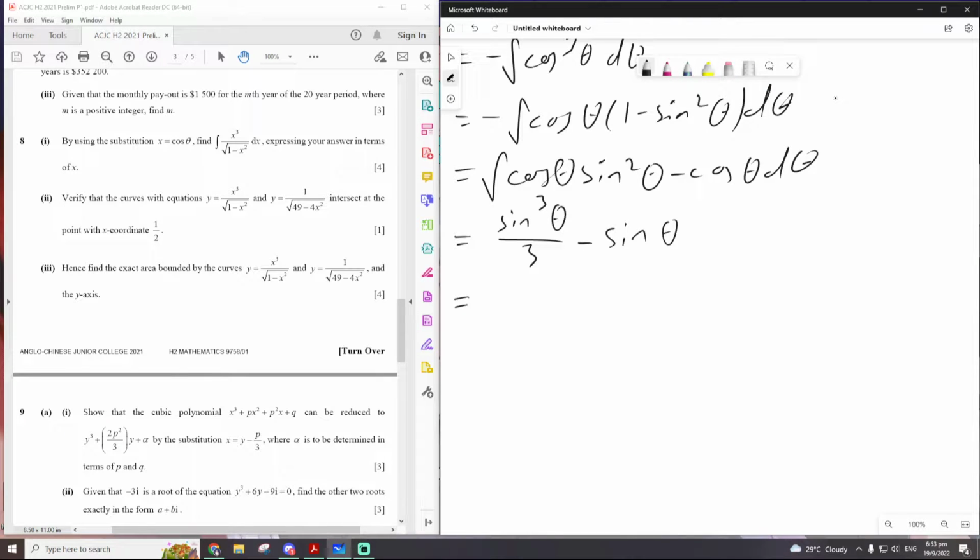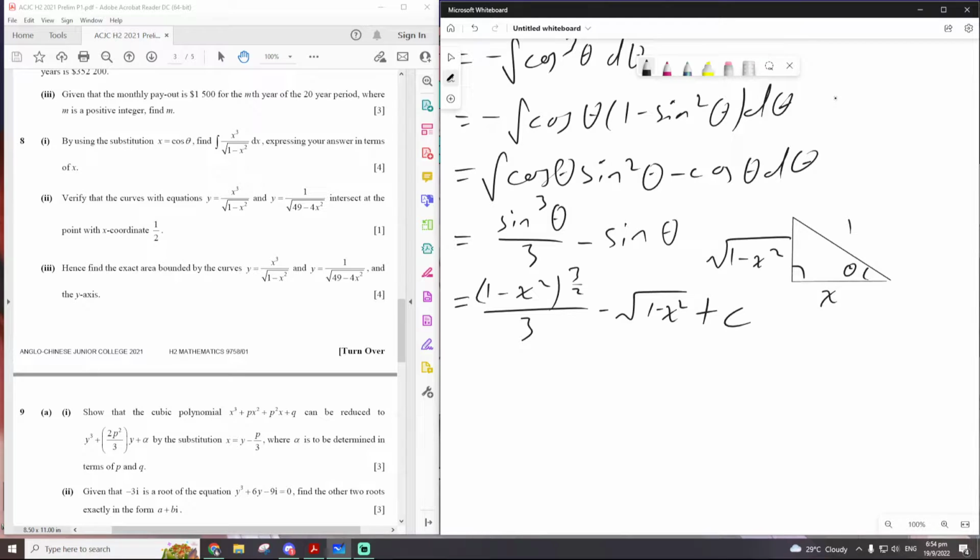Okay, so let's just draw a right angled triangle so that we know what this changes to. So this is theta. Cosine theta is adjacent divided by hypotenuse. So let's call this x, let's call this 1. Then this is square root of 1 minus x squared, right? So sine theta is square root of 1 minus x squared. So 1 minus x squared to the 3/2 power divided by 3 minus square root 1 minus x squared plus c. Okay?